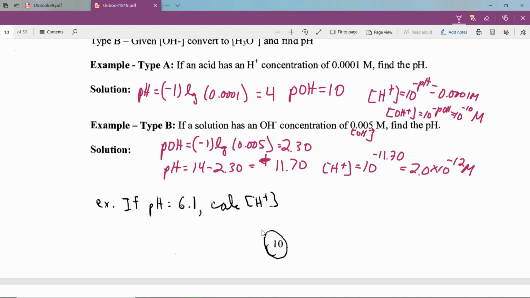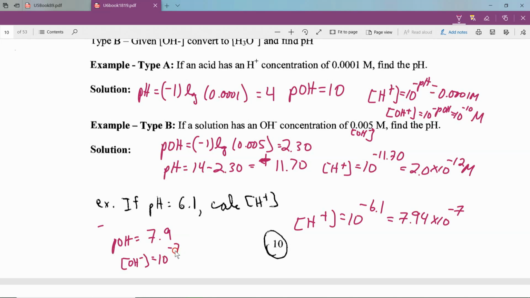Here I threw an example on the bottom of page 10. If pH equals 6.1, calculate H plus. So H plus is 10 to the minus 6.1, the inverse log, 7.94 by 10 to the minus 7. Which is more than 1 by 10 to the minus 7, so this is indeed acidic. And the pOH would be 14 minus 6.1, which is 7.9, and the OH minus will be 10 to the minus 7.9, 1.26 by 10 to the minus 8 molar.